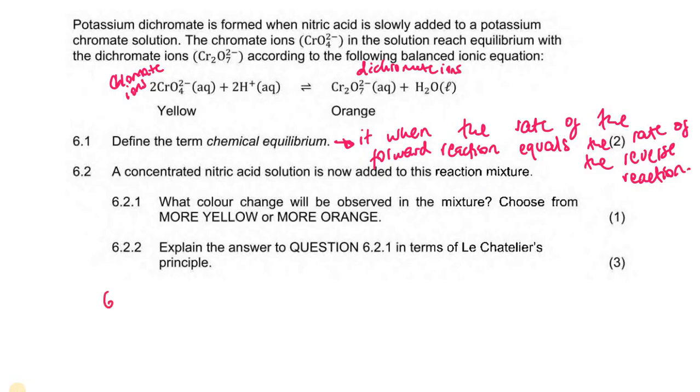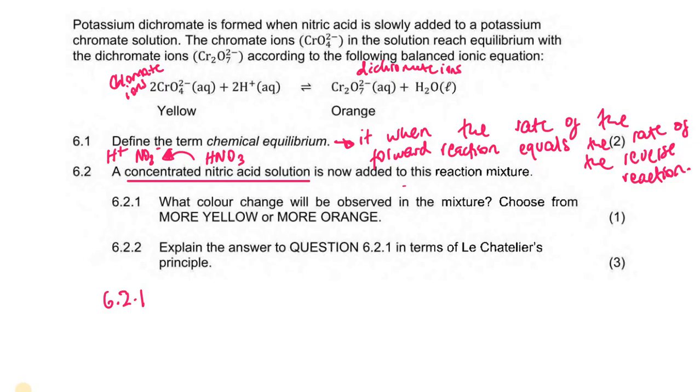Very nice. And then 6.2.1 says now they add a concentrated nitric acid solution to this mixture. Now guys, when they're saying they're adding a concentrated nitric acid, the moment you should already think of what is nitric acid. Remember, nitric acid is HNO3. Now HNO3, when it dissolves in solution, becomes H plus and NO3 minus. That is the first thing you should think of. HNO3 separates into H plus and NO3 minus.